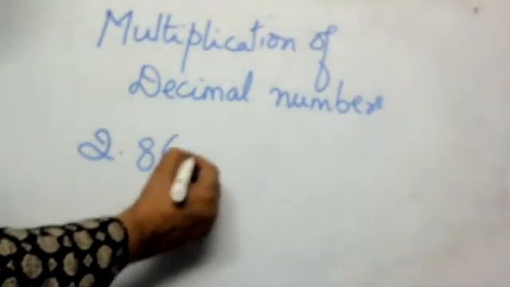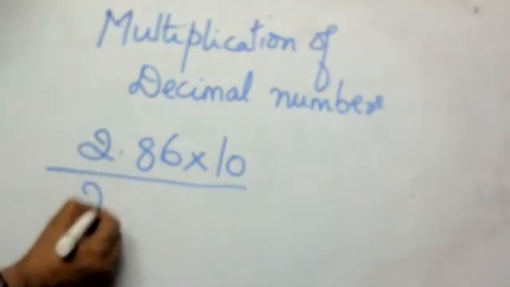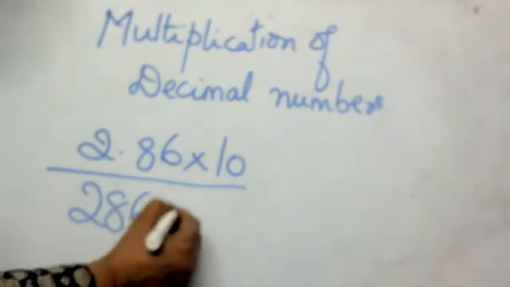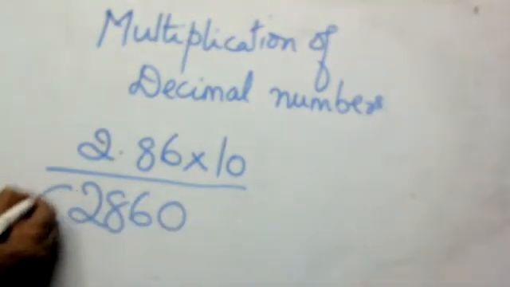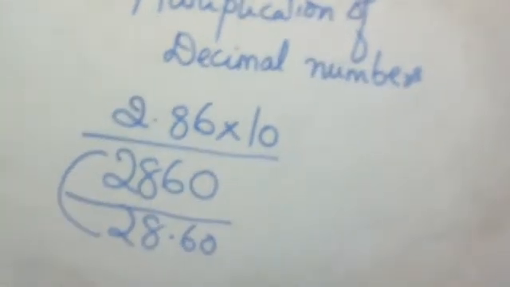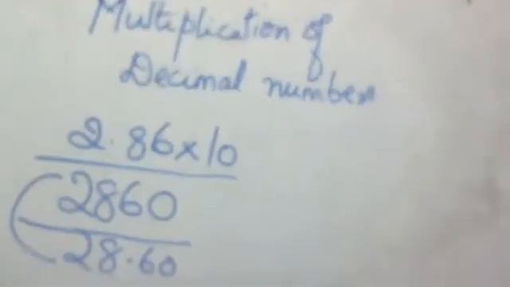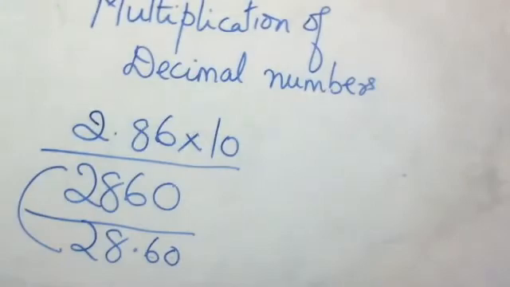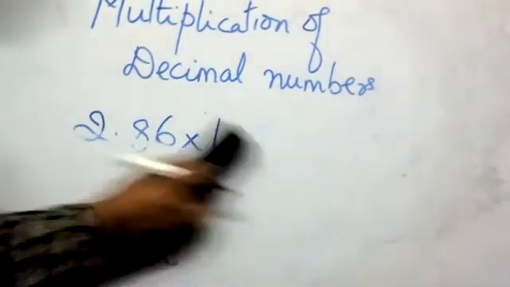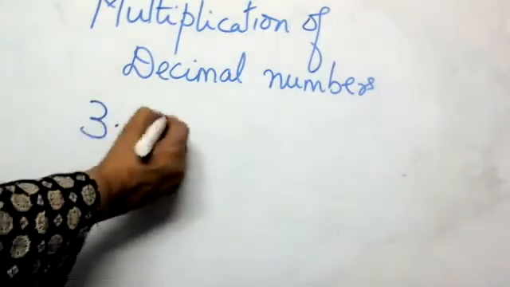Okay. One more sum. 2.86 by 10. So write the number as it is. And where is the decimal place? After two digits. The decimal place is after two digits. So hope you have understood it. Now let's see if we can do with 100. One more sum I will give you. Okay, follow the steps. 3.69 into 100.